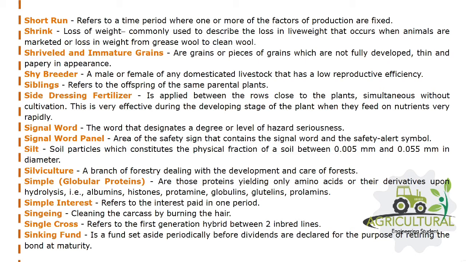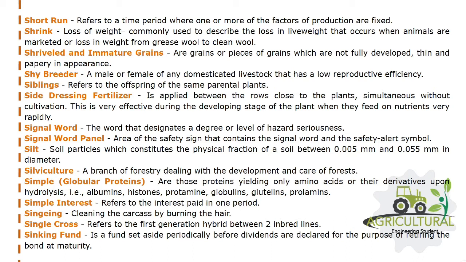Siblings refers to the offspring of the same parental plants. Side dressing fertilizer is applied between the rows close to the plants, simultaneous with cultivation. This is very effective during the developing stage of the plant when they feed on nutrients very rapidly. Signal word, the word that designates a degree or level of hazard seriousness. Signal word panel, area of the safety sign that contains the signal word and the safety alert symbol.